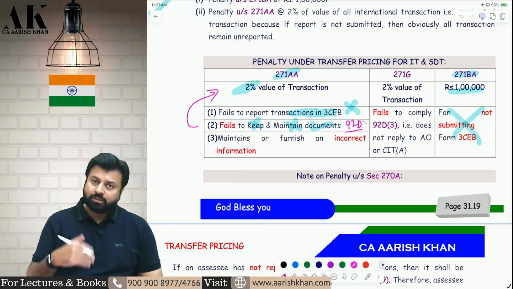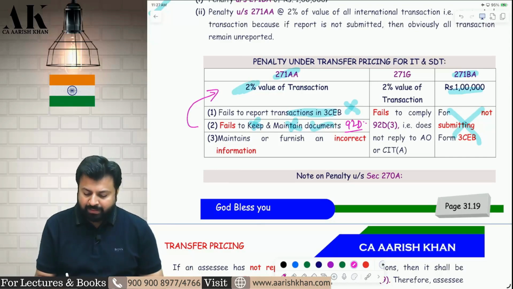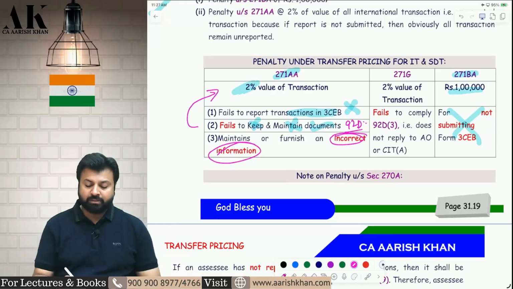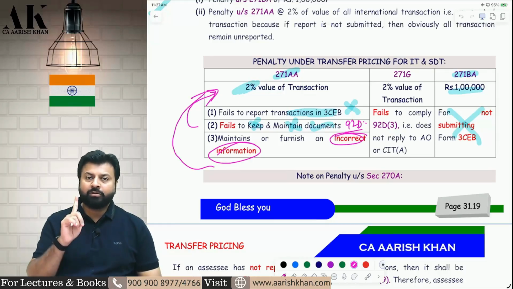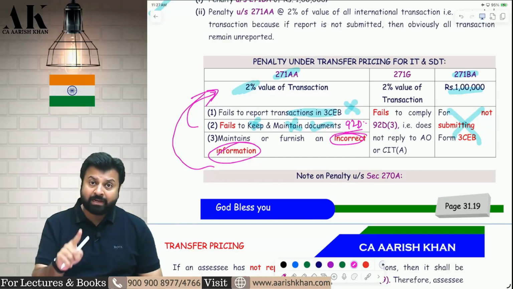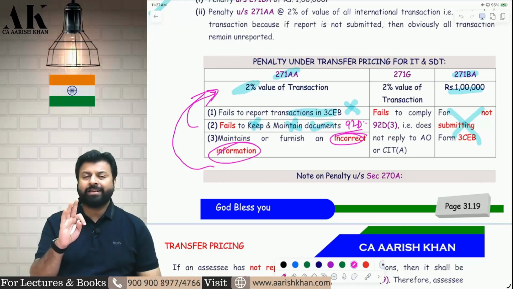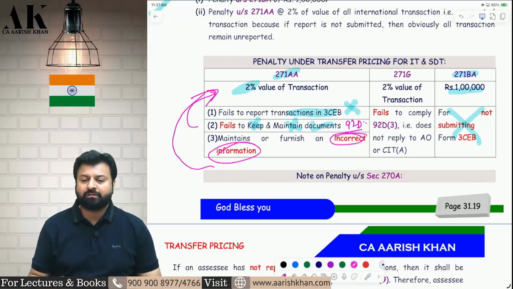Third one, you are not failing to maintain. You are maintaining, but you are maintaining incorrect documents, incorrect information. Then also there is a penalty of 2% of the value of transaction. So, if you don't report the transaction, then 2%. If you fail to maintain documents, or if you maintain documents but they are incorrect, then in all 3 cases, you will be liable for a penalty of 2% of the value of transaction.